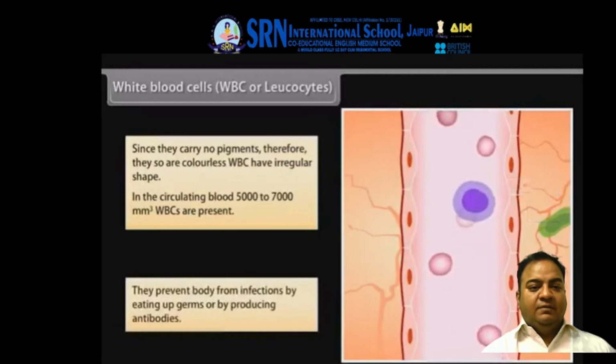Now let us study about what is WBC. The WBC are probably the only cells on the earth which are polymorphic in nature. The word polymorphic means they can change their shape and size, and they don't contain any color. That's why they are also called leukocytes. In the circulating blood, 5000 to 7000 per millimeter cube of WBCs are present. They prevent the body from any kind of infection.